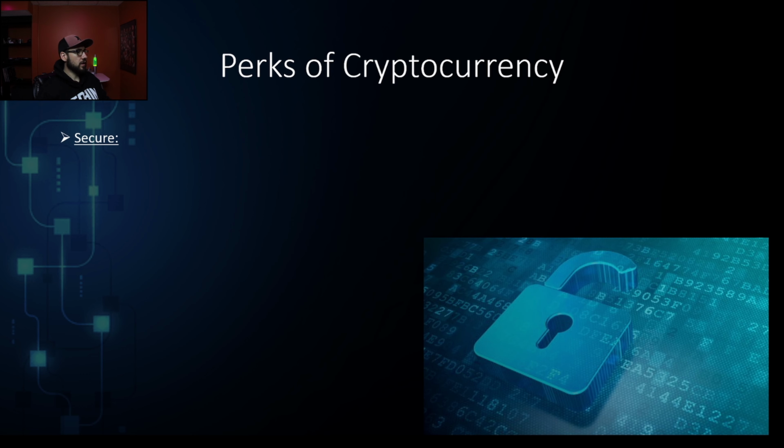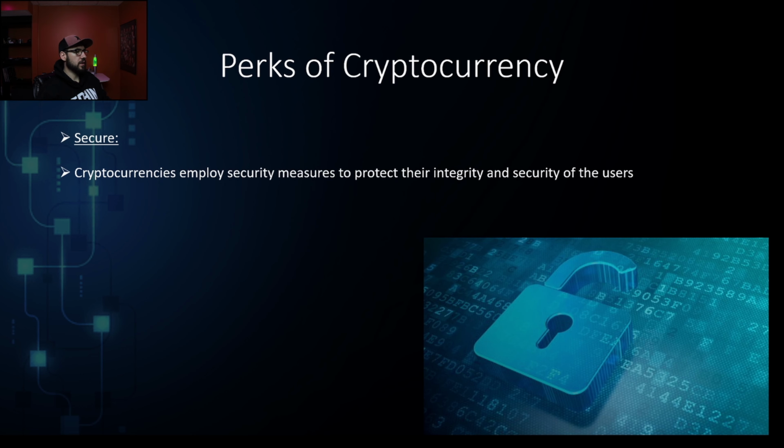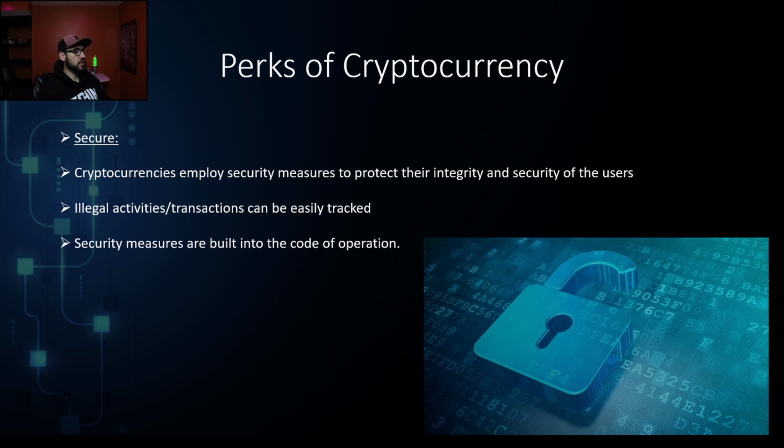Another perk would be security. Cryptocurrencies employ security measures to protect their integrity and the security of the users. This also stops illegal activities because transactions can be easily tracked. Security measures are built into the code of operation as well.